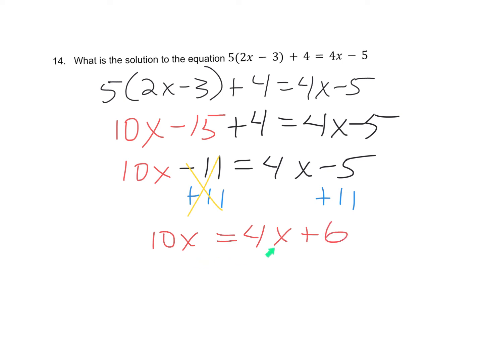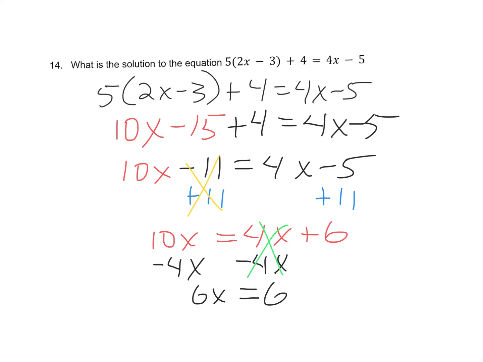Now at this point, I need to get my variables together on the same side. Well, I have 10x over here. I have this constant over here, so I'm going to leave it. I'm going to remove this 4x. Well, the opposite of 4x is to subtract 4x, because 4x minus 4x is 0, so basically we cancel it here. But you also have to subtract 4x on the left side. Now my equation says 10x minus 4x is 6x equals 6.